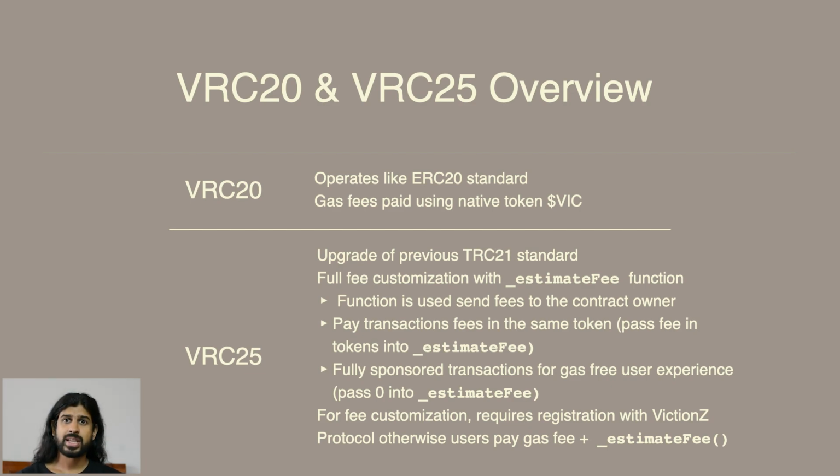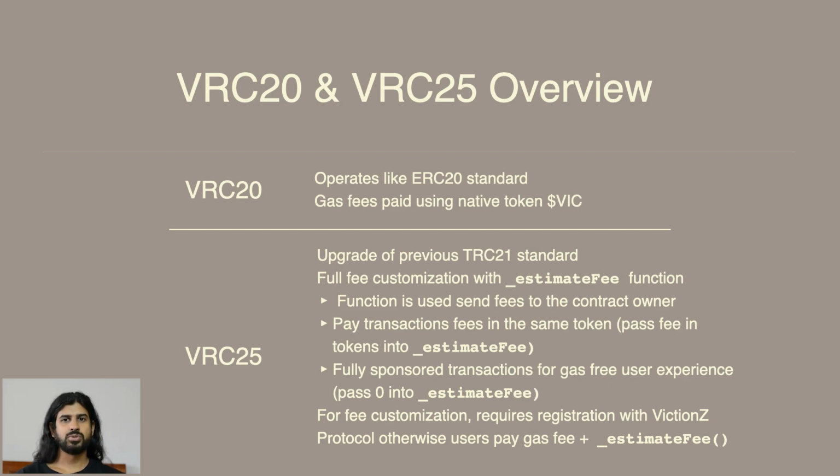VRC20 was the first token standard created on the Viction blockchain, and the native token VIC is under the VRC20 standard. So this standard provides all the same functionality as you would with an ERC20, right? As you would on Ethereum. You can transfer tokens from one account to another, get the current token balance, get the total supply of the tokens available on the network, and approve whether an amount of a token from an account can be spent by a third-party account. So anytime a transaction is made with the VRC20 token, users must pay the transaction fees in VIC.